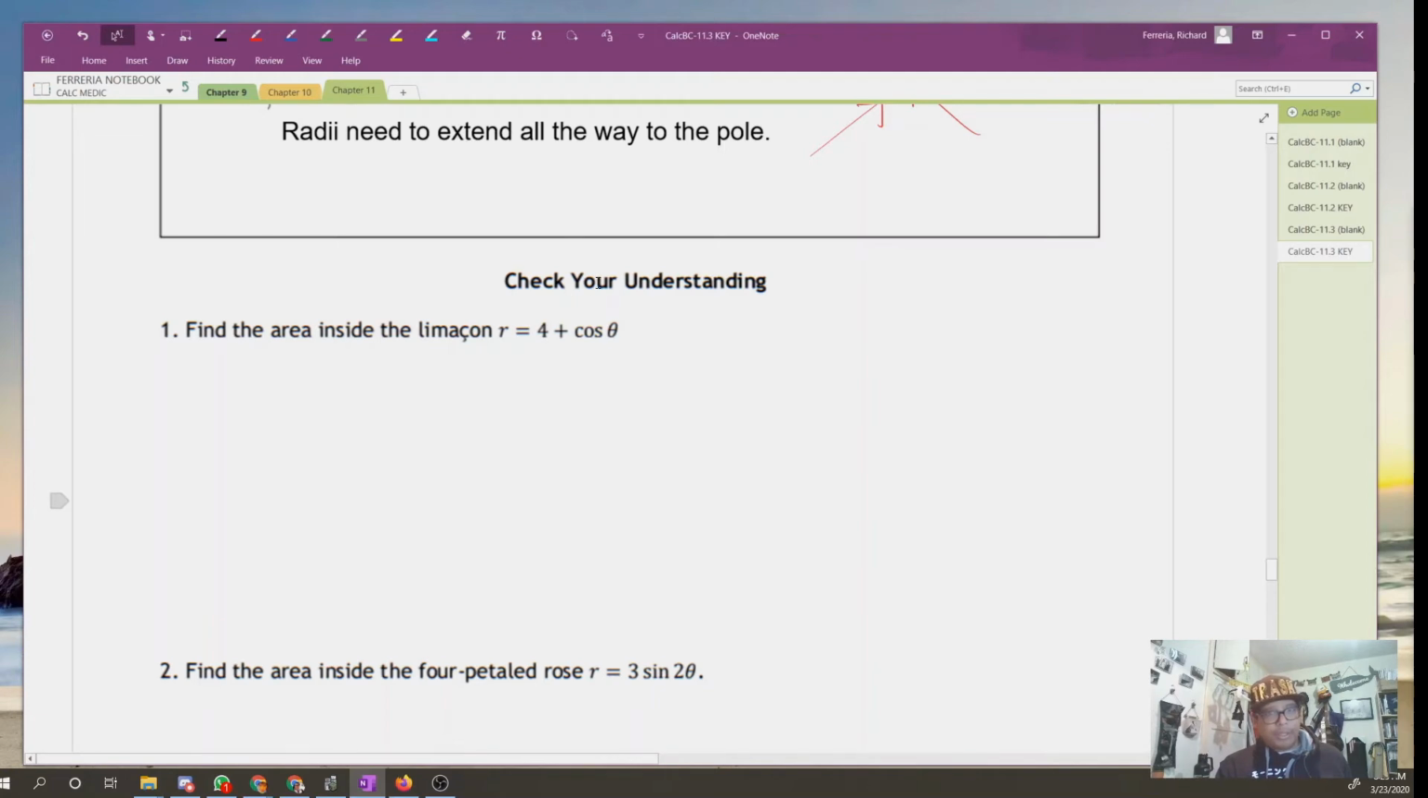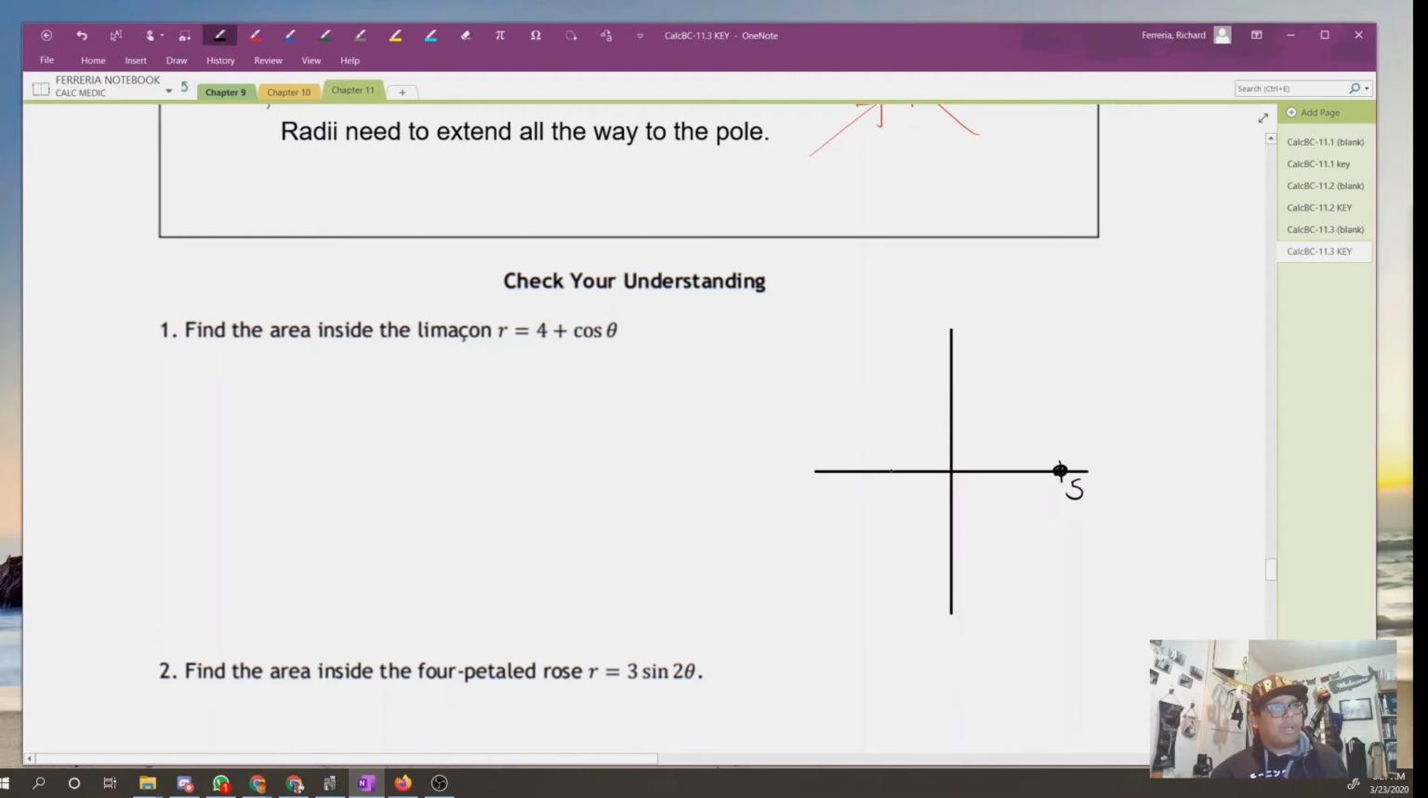Well, maybe the first thing we should do is draw that limacon. So let's get a coordinate axis over here. All right, limacon 4 plus cosine, that means the major axis is going to be on the right side of the graph. The major axis is going to be 4 plus 1, or 5. So this is at 5. Our minor axis is going to be at 3.